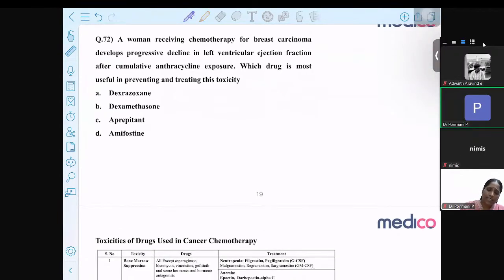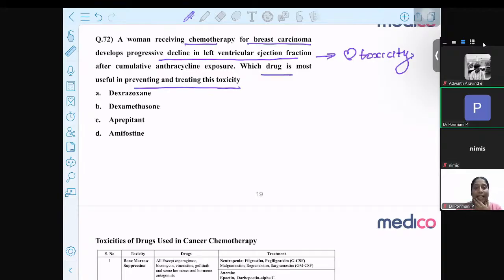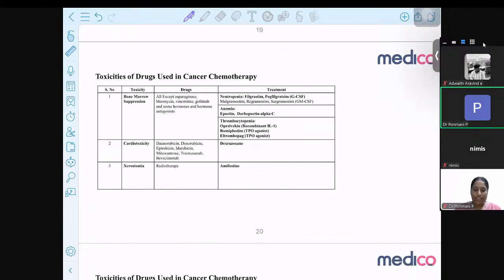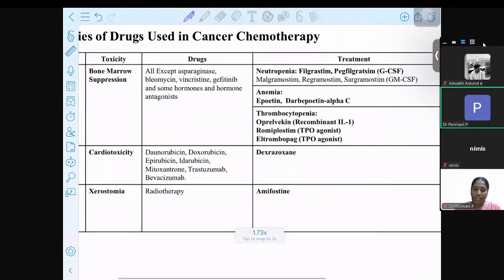A woman is receiving chemotherapy for breast cancer and there is a decline in the left ventricular ejection fraction. That means there is some cardiac toxicity happening. So which drug is useful for preventing and treating this toxicity? This chemotherapy-related toxicity is also one of the high-yielding questions for you. So what are the drugs which can be given?